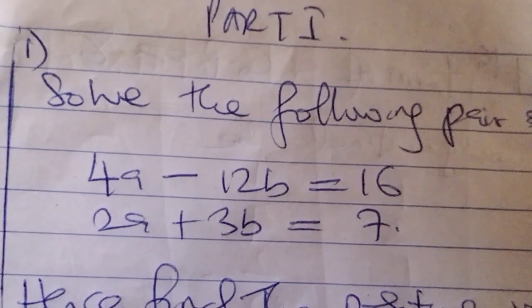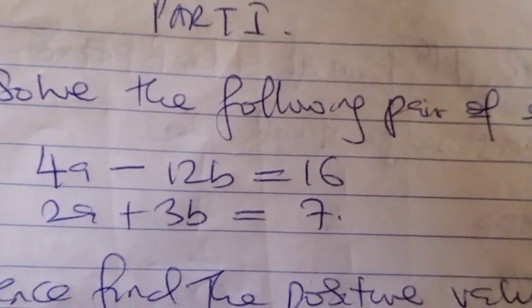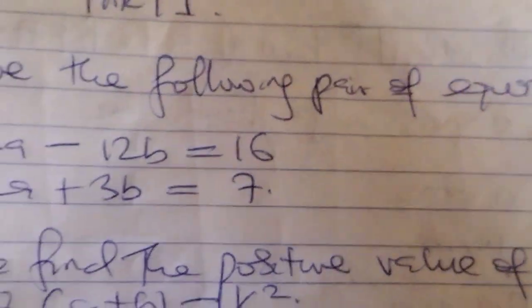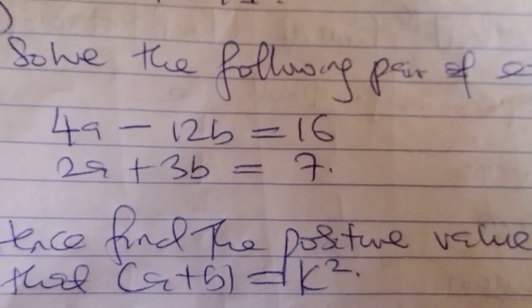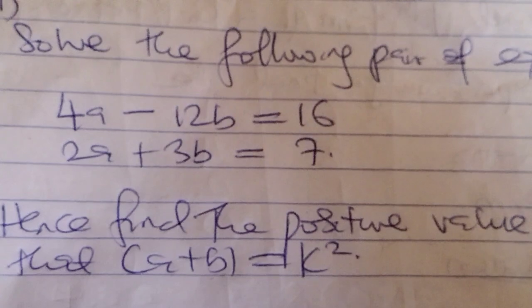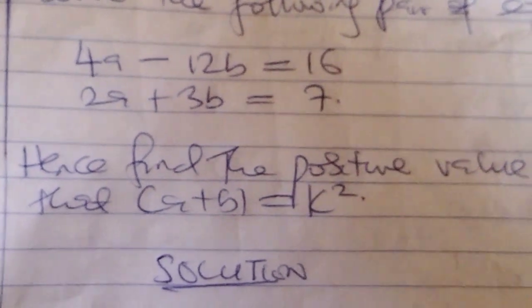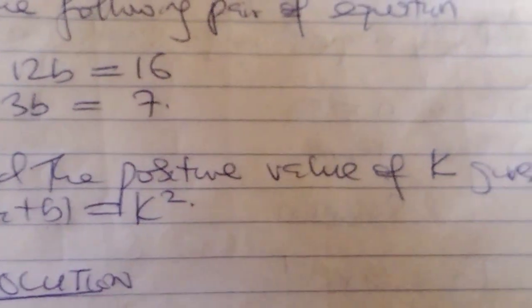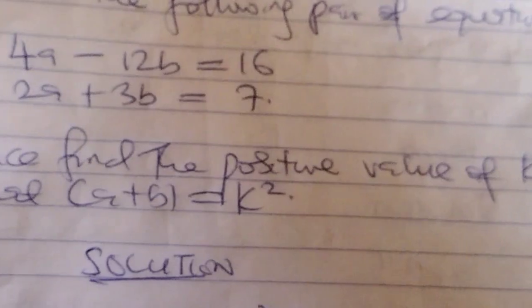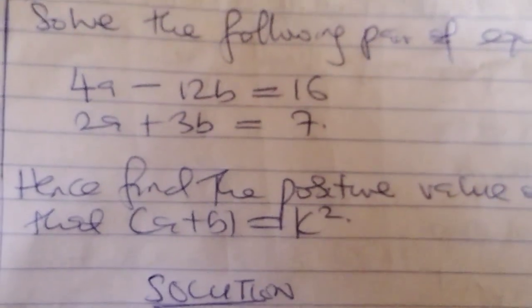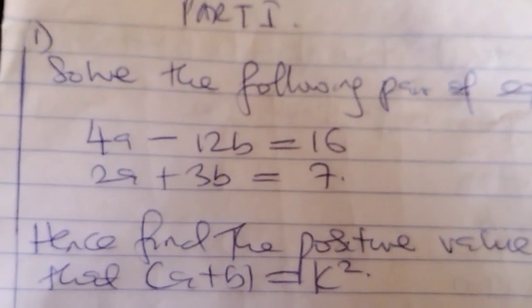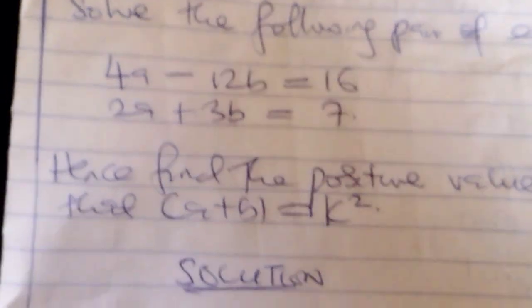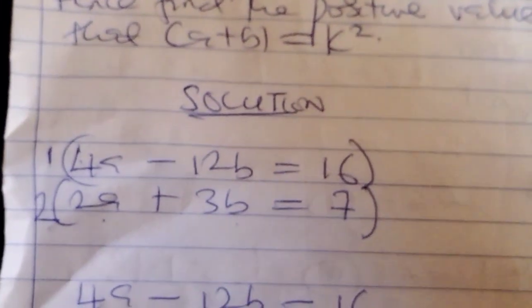So we'll look at the first question. It says solve the following pair of equations: 4a minus 12b equal to 16, and 2a plus 3b equal to 7. Hence, find the positive value of k given that a plus b equal to k squared. So this pair of equations is simultaneous equations, so we solve by the elimination method.